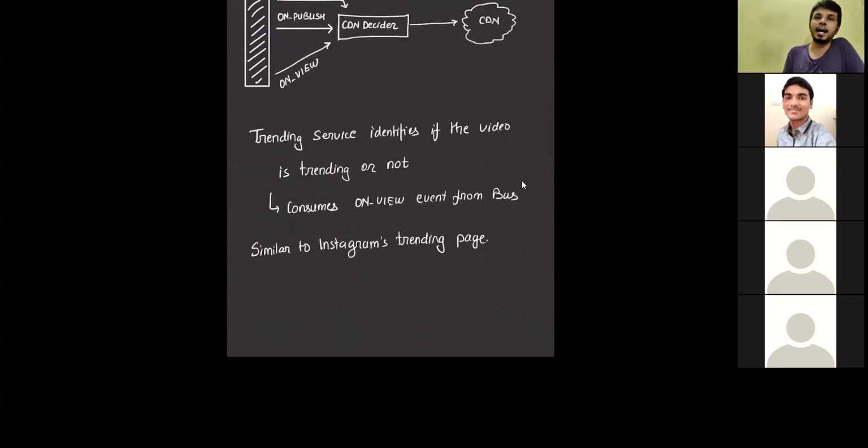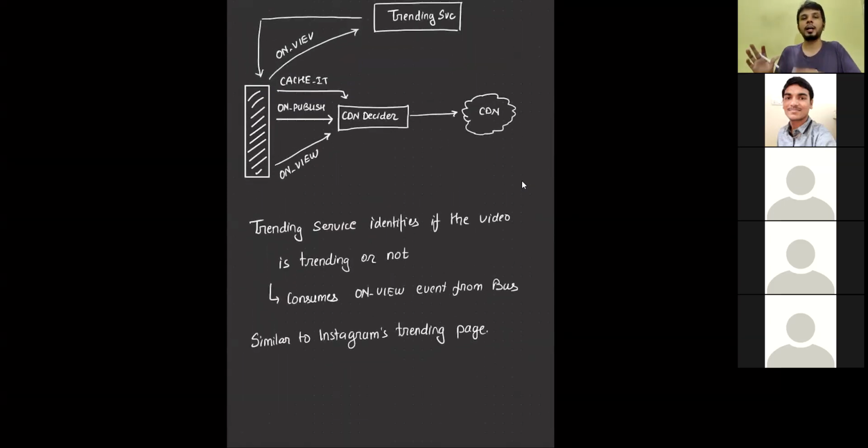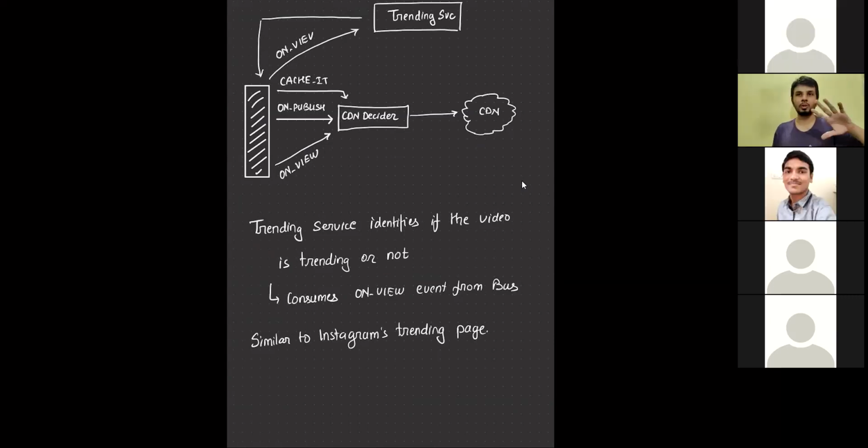A trending service will identify if the video is trending or not. It consumes the on view event from the bus, since every single view is consumed, and then it puts it into this. This is very similar to designing the trending page of Instagram. Okay, a lot of abstract discussion here, but when you build systems at this scale, if I had dissected each one of these components, it would have taken far too long because every single component is too complex. I've just tried to keep it a little abstract but a little detailed as well.